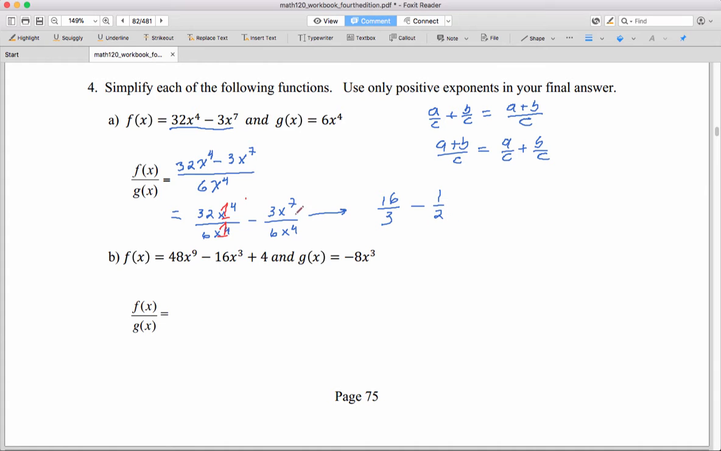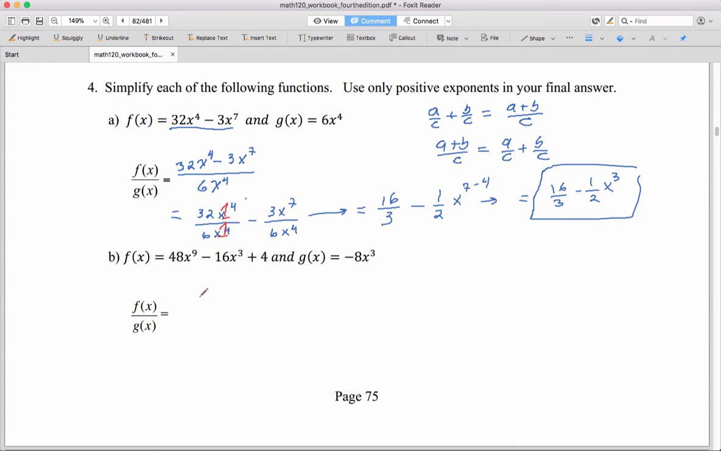And then what do we know about x to the 7th divided by x to the 4th? Well, that's x to the 7 minus 4, which ends up giving us the final glorious answer here. Let's come over here for our final equals of being what? 16/3 minus 1/2 x to the 3rd power. Okay, so that's the simplified version of it, all right? So it says simplify each of the following functions using only positive exponents.